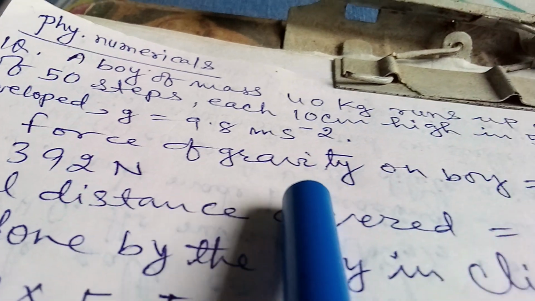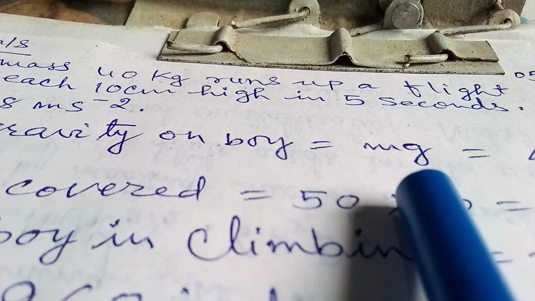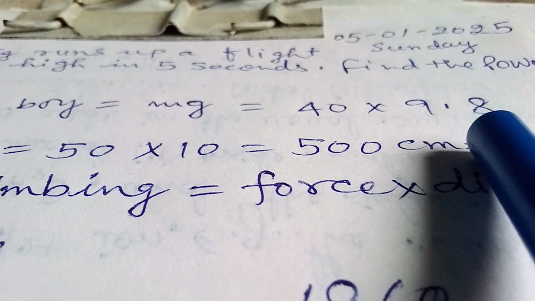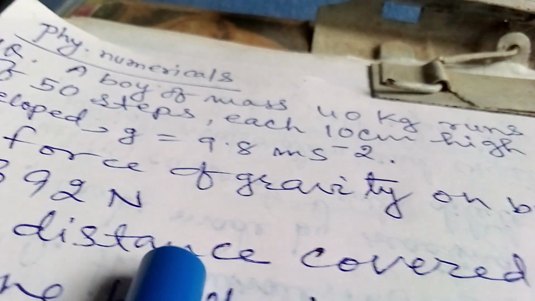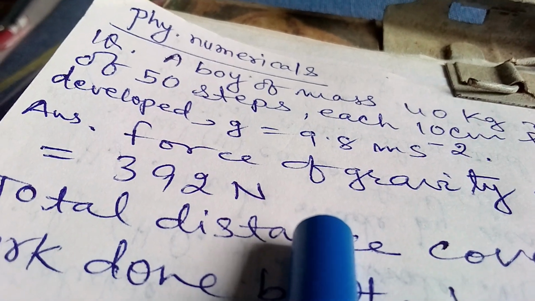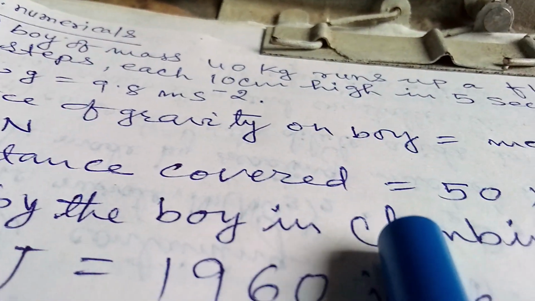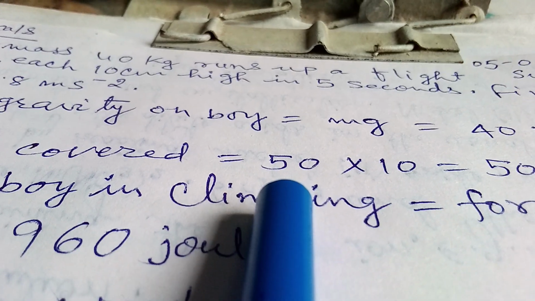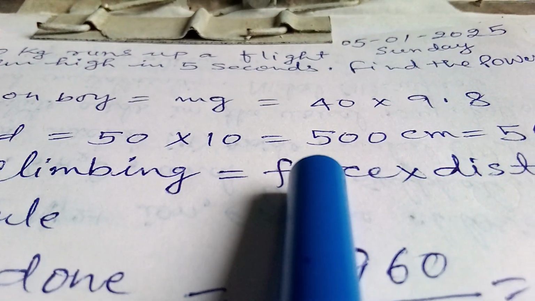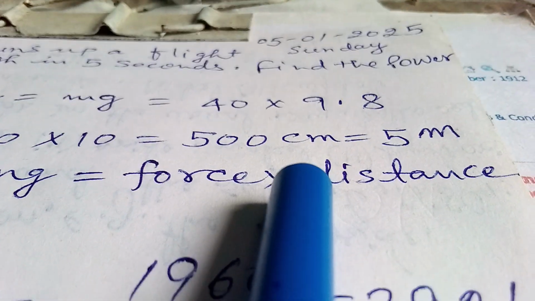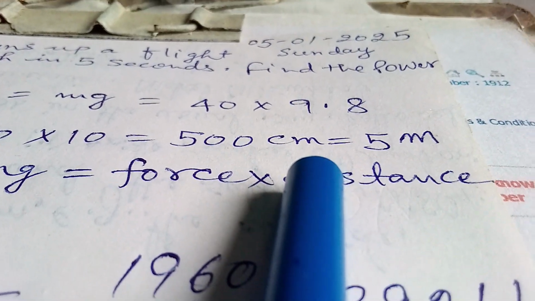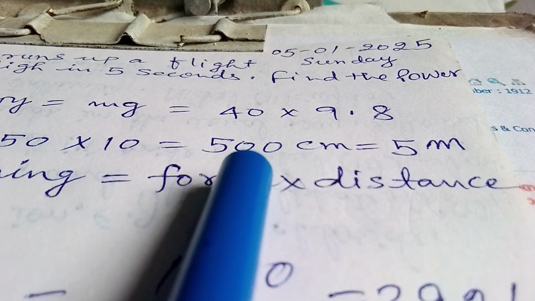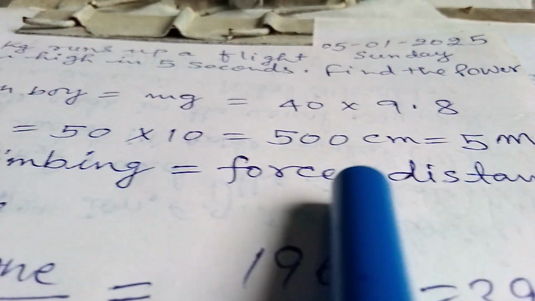Answer: force of gravity on the boy is equal to mass into acceleration due to gravity, that is 40 into 9.8, which equals 392 Newton. So total distance covered equals 50 into 10, because there are 50 steps and each step is 10 centimeter. So it is 500 centimeter, and we have to convert to meter because every unit should be in the SI unit. So 500 centimeter equals 5 meter.